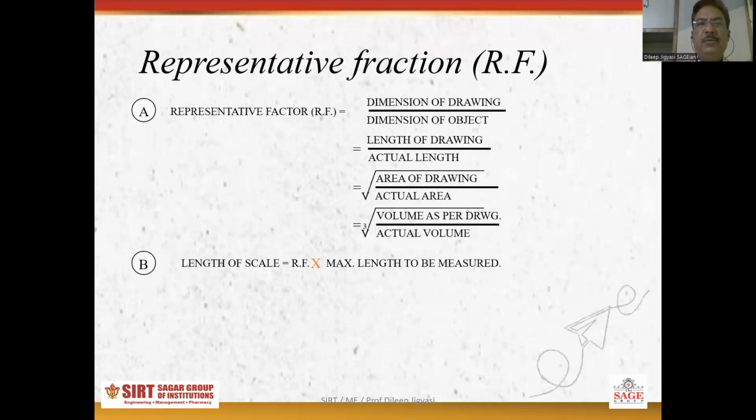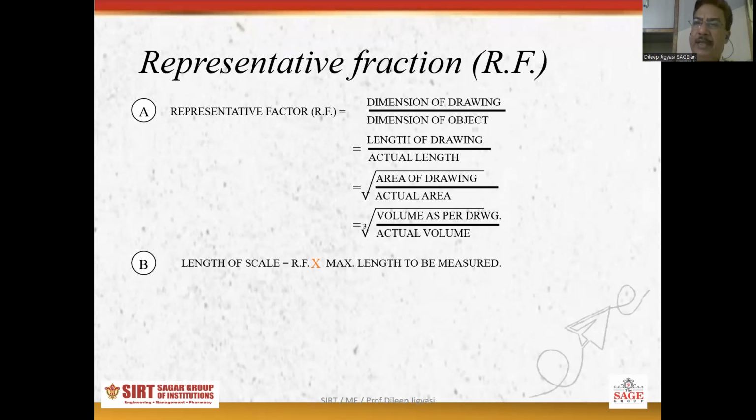One of the important pieces of information for drawing any scale is the RF. As I already told you, RF is the dimension of the drawing upon the dimension of the object, or the length of the drawing upon the actual length. This is the proportion of the length. If the proportion is given in the form of area, then we take the square root of the area of drawing upon actual area, or if it is given in the form of volume, then we use the cube root of the volume of drawing upon actual volume. In that way, we can get the RF.